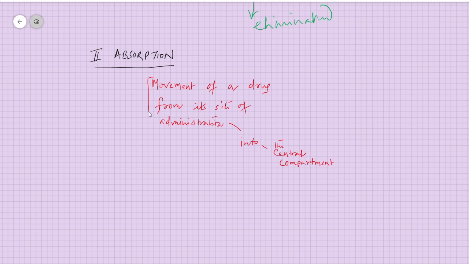So it's the movement of a drug from its site of administration into the central compartment. Okay, so let's put this in perspective.